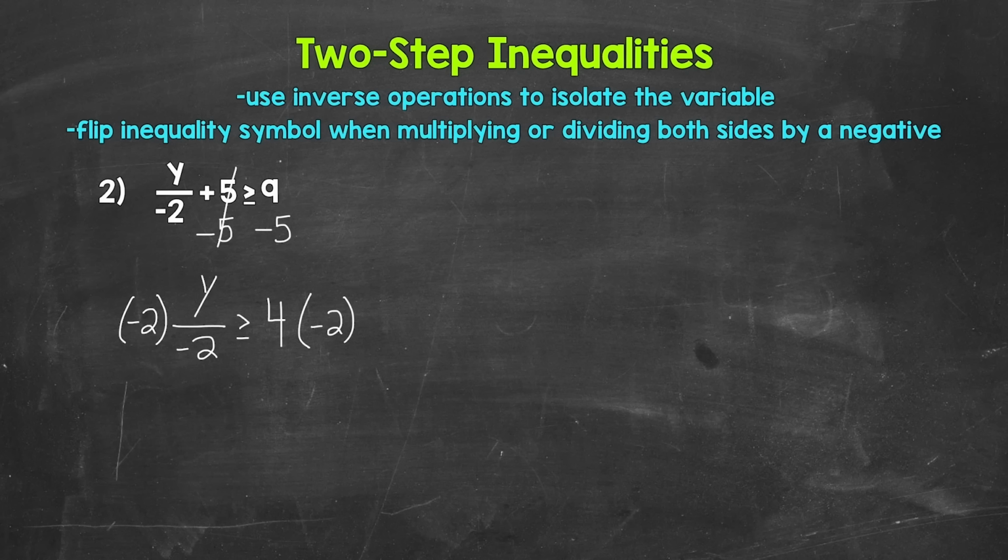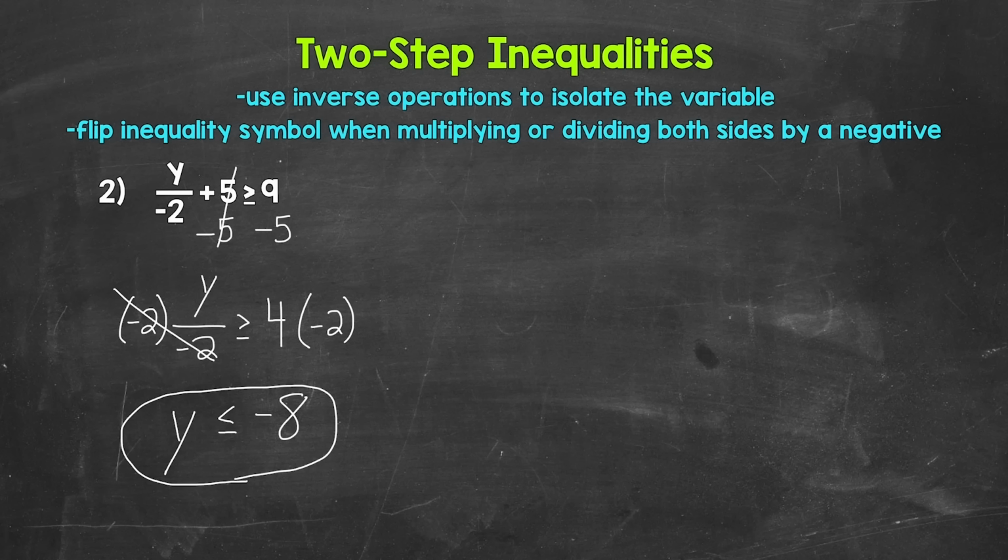Now remember, when we multiply or divide both sides of an inequality by a negative, the inequality symbol flips. It changes direction. So on the left, these negative 2's cancel each other out. y is now isolated. The inequality symbol flips, and then on the right, 4 times negative 2 gives us negative 8. So y is less than or equal to negative 8. So y can be any value less than or equal to negative 8.